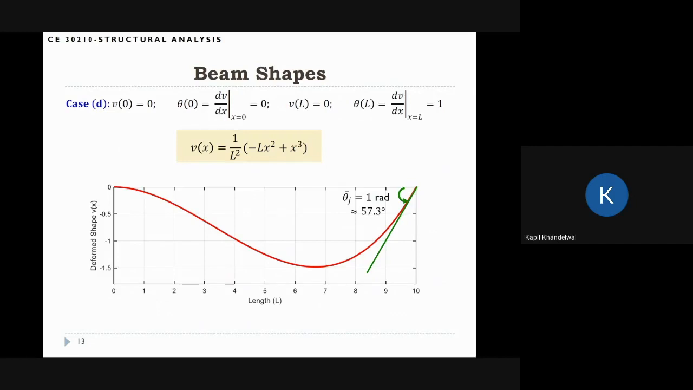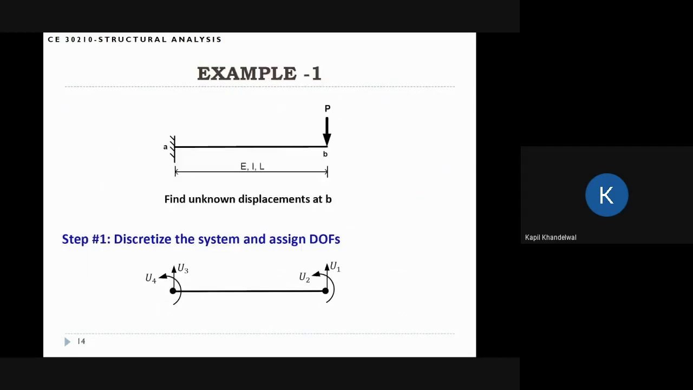So with this, let's try to solve the first problem in this session. This is our example number 1. As usual, I'm starting with a very simple example. You can see that there's a cantilever beam where the load is applied at end B. Of course, A is a fixed end, so there is no unknown displacement at A. And we want to find the unknown displacements at B.